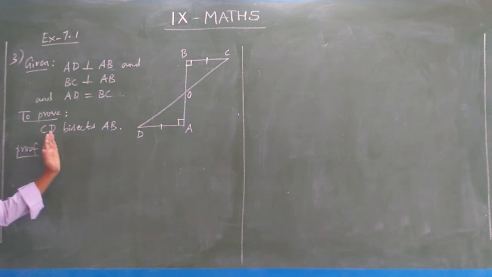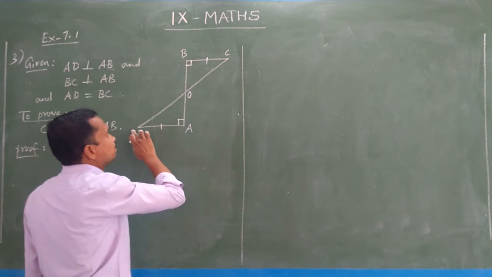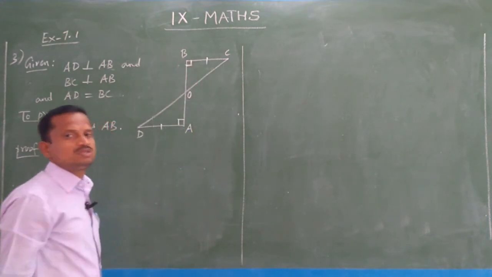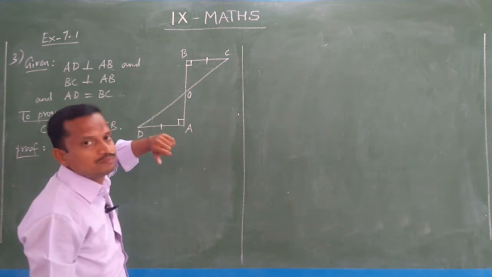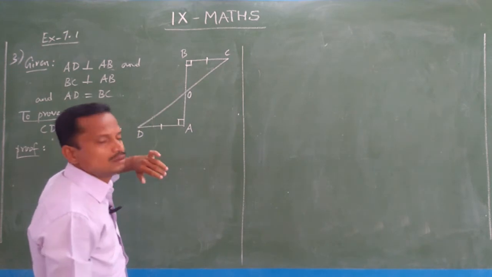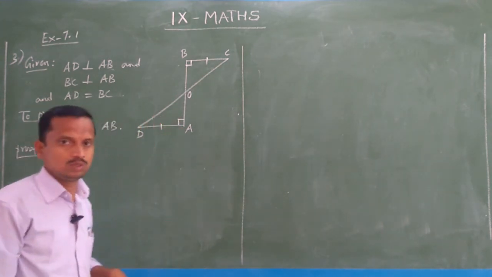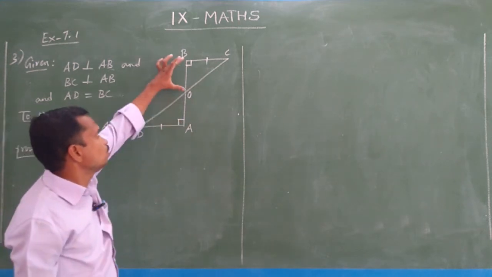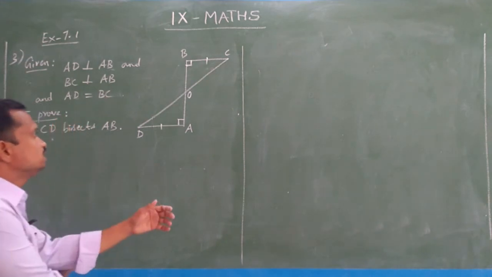So what we have to prove is CD bisects AB. CD bisects AB, that means what? We have to show O is the midpoint of AB. You have to show OA, OB are equal. Then we can say that CD bisects AB. We have to prove OA, OB are equal in length. Then it is easy to say CD bisects AB.